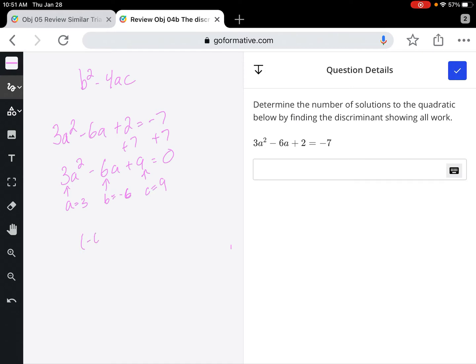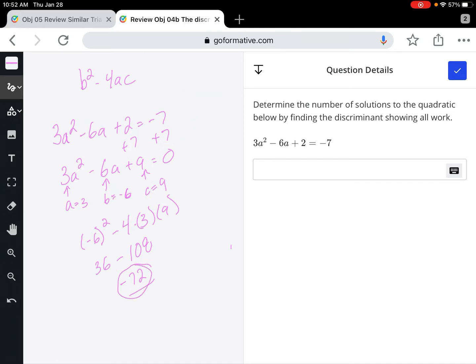So I put that in. This is going to be negative 6, always put this in parentheses, squared minus 4 times 3 times 9. So that's going to be 36 minus 4 times 3 times 9. So this is going to be 36 minus 108. And 36 minus 108 is going to be negative 72.